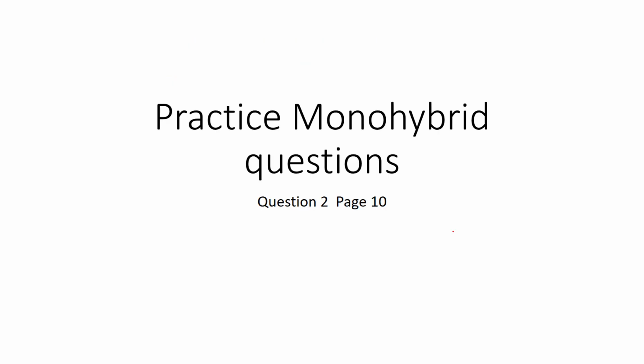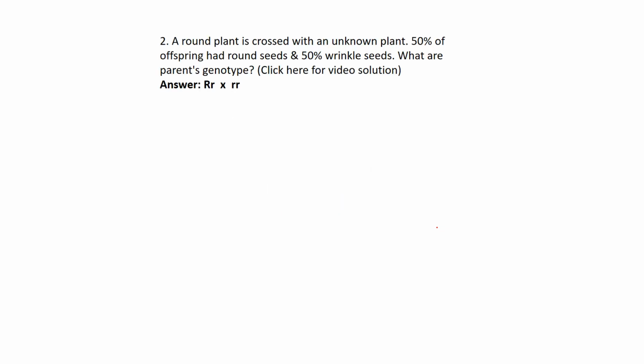Okay, practice monohybrid question two, page 10. A round pea plant is crossed with an unknown parent. So underline the parents. We know the legend for this by now. Underline the parents, tell me their genotype.